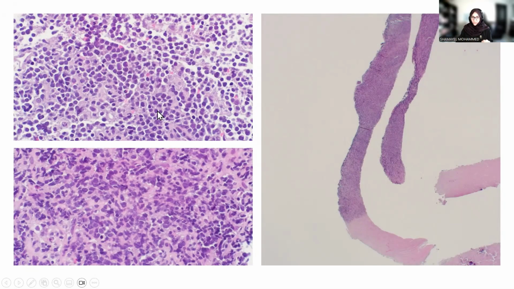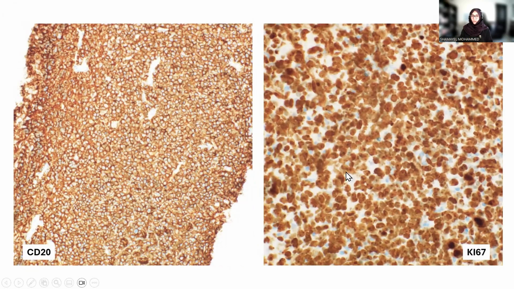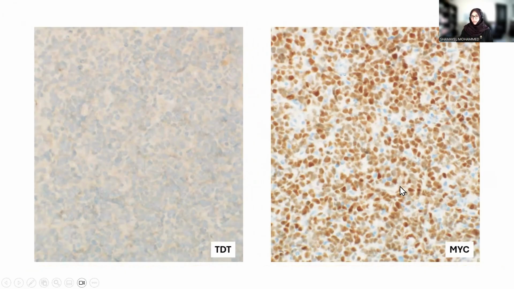So if I look at it without the context, I would think of perhaps lymphoblastic lymphoma, Burkitt lymphoma, high-grade B-cell lymphoma, and this is CD20, which was positive. Ki-67 was wall-to-wall, almost 100%. TdT was negative, and MYC was strongly positive. BCL2 was positive by immunohistochemical stain. We sent it for FISH, and indeed MYC and BCL2 were positive. So this is an example of high-grade B-cell lymphoma with BCL2 and MYC translocation in a background of follicular lymphoma.